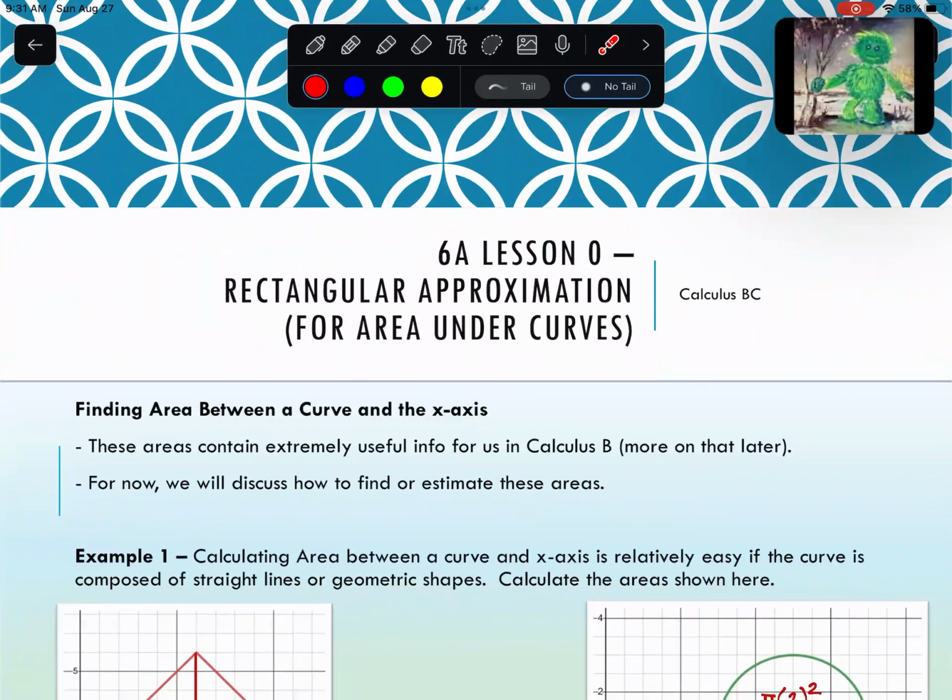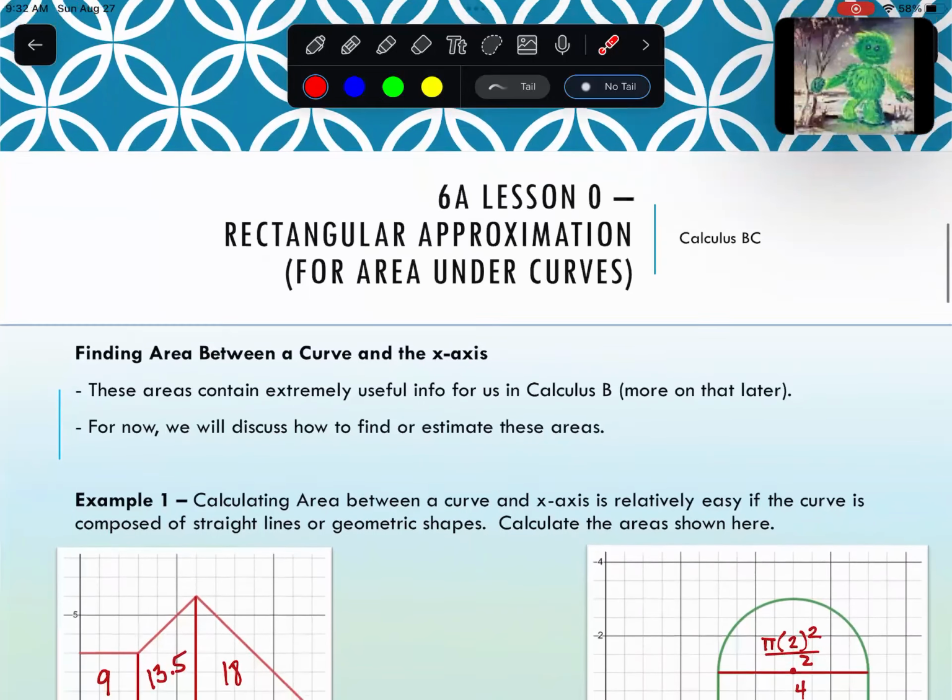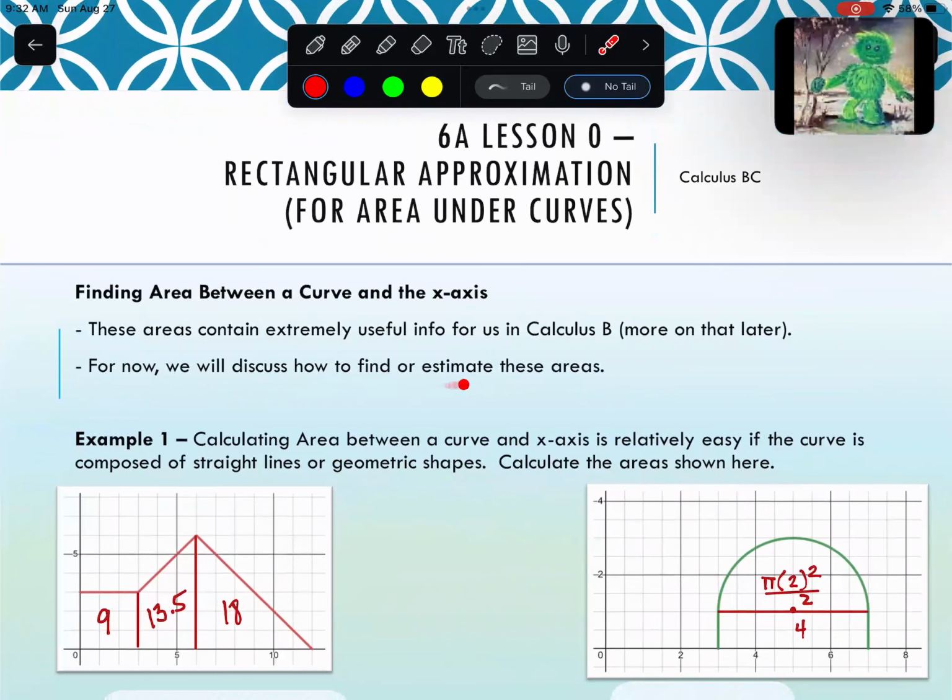Imagine graphing a function sitting on your coordinate plane. Perhaps it intersects with the x-axis. We're trying to find the area contained within that region under the curve and above the x-axis. These areas are very useful for us in Calc B, but we're going to get into that story a little bit later on. For now, we're just going to talk about how we would find these areas.